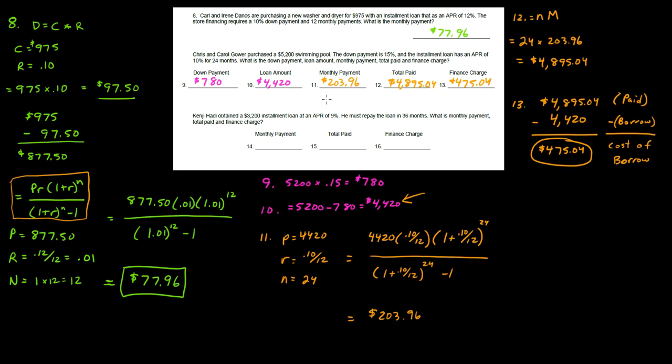Monthly payment, just like we did right there. Total paid, just like we did right there. Finance charge, just like we did right there. So if we can do these, we can also do these. We follow the same steps for each of these problems. They mirror each other.